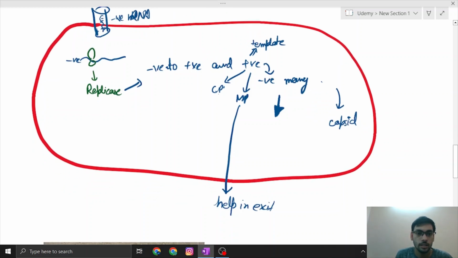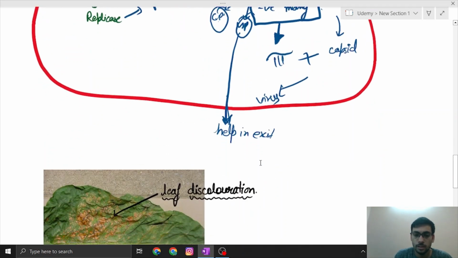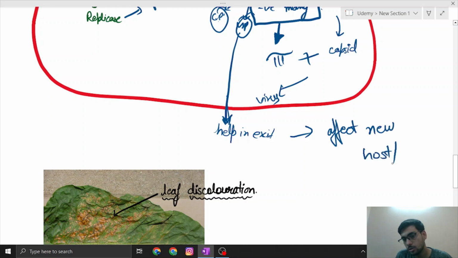So here is what I have drawn. The RNA will enter the cell. This is the virus here. It will enter, the capsid will degrade, the RNA will be released, ribosomes will attach to it, and the first protein formed is the replicase protein, which helps form positive sense RNA that can act as template. Then it will form coat protein, movement protein, and also many negative sense RNAs. Since they are formed, they will attach with the capsid to form the virus. The movement protein will help in the exit of this virus and can also help in infecting a new host or cell.